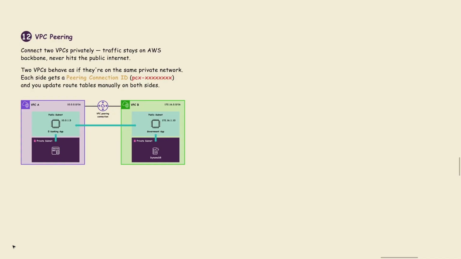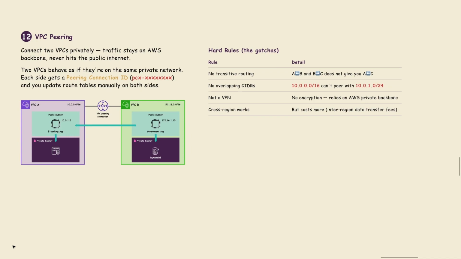However, communication works only because route tables in both VPCs include routes pointing traffic toward the peering connection. Without routing, the connection exists, but traffic cannot flow. Hard rules. Peering has a few important limitations. First, no transitive routing. If VPC-A connects to VPC-B and VPC-B connects to VPC-C, VPC-A cannot automatically reach VPC-C. Every pair requires its own direct peering connection. Second, CIDR ranges cannot overlap.